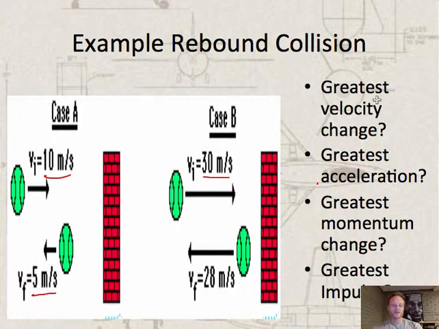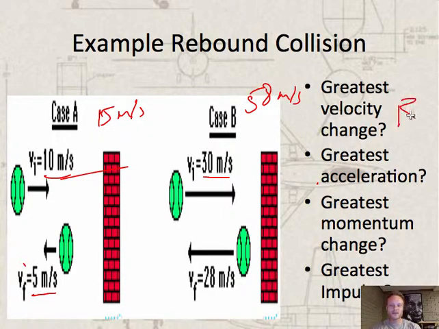Okay, so change in velocity. Basically, this one was going 10 meters per second here, and then it bounced off going 5 meters per second the other way. So that is a net change of 15 meters per second from hitting the wall to bouncing back the other way. Whereas this one was going 30 meters per second as it headed towards the wall, and it bounced off at 28 meters per second. So that is a net change of 58 meters per second. So I think the greatest velocity change would be case B.